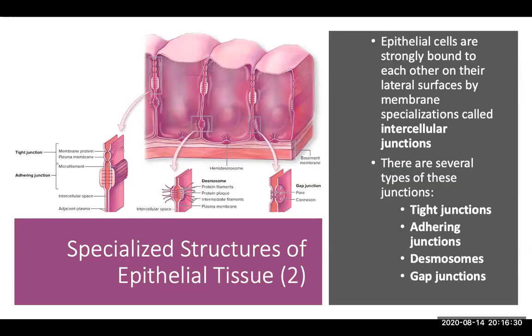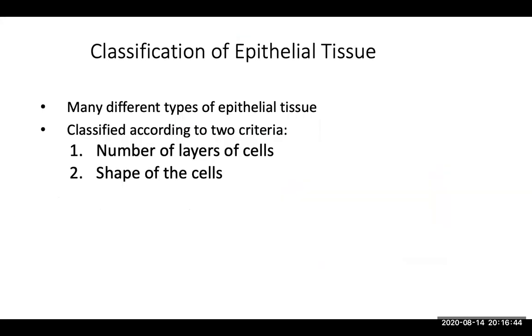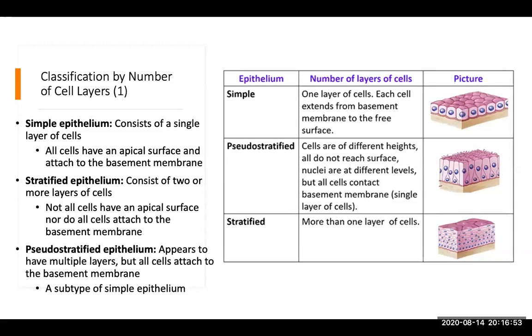Epithelial cells are also bound tightly to each other by different types of junctions: tight junctions, adhering junctions, desmosomes, and gap junctions. So epithelial cells are bound tightly next to each other to allow for communication between these cells. The cells of epithelial tissue are classified by the number of layers of cells and the shape of their cells. So a simple epithelium has one layer of cells.